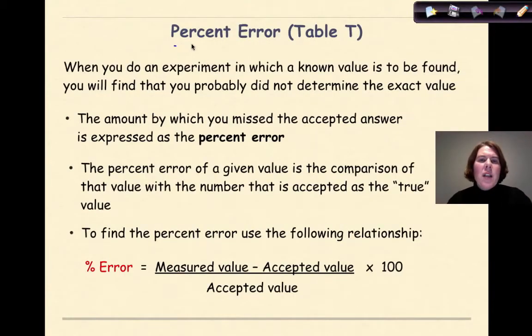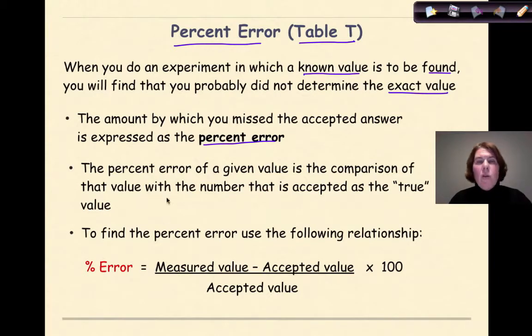Now let's talk about percent error, and this formula is listed for you on Table T. When you do an experiment in which a known value is to be found, you will find that you probably did not determine the exact value. The amount by which you missed the accepted answer is expressed as percent error. The percent error of a given value is the comparison of that value with the number that is accepted as the true value.